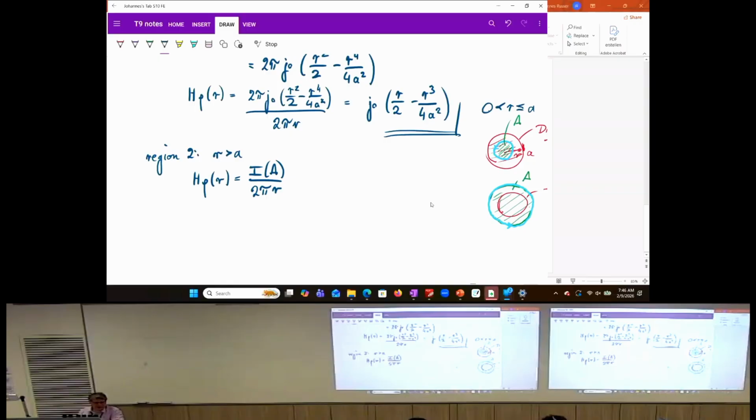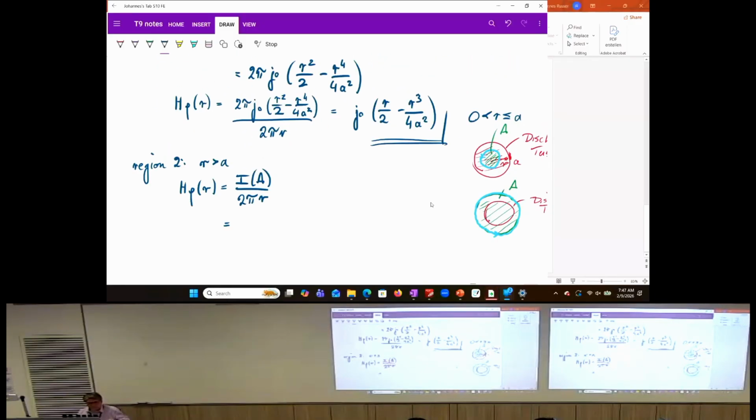So only within the discharge tube we get a contribution to the current through that area. So we can use the total current that we have already computed in A, and that's just pi over 2 times j naught times a squared, divided by 2 pi r. And that is again then j naught times a squared over 4 times 1 over r for r larger than a.